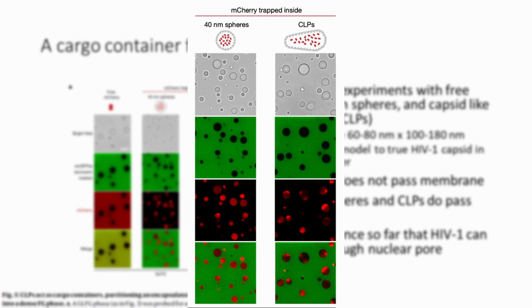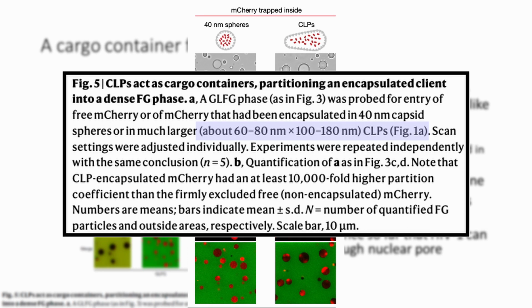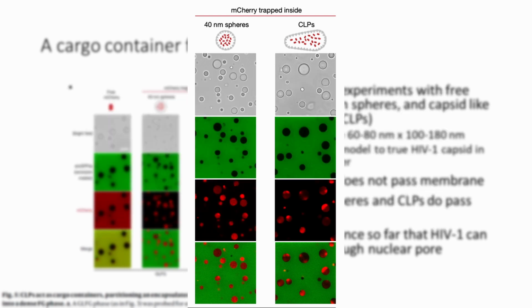Then we have the mCherry trapped inside the 40 nanometer spheres, or what the authors are calling CLPs, or capsid-like particles. These capsid-like particles are 60 to 80 nanometers in width by 100 to 180 nanometers in height, which is the closest model to the true HIV-1 capsid that we have in this paper. And that capsid, as a reminder, is 60 nanometers in width by 120 in length. So very close to our capsid-like particle size.